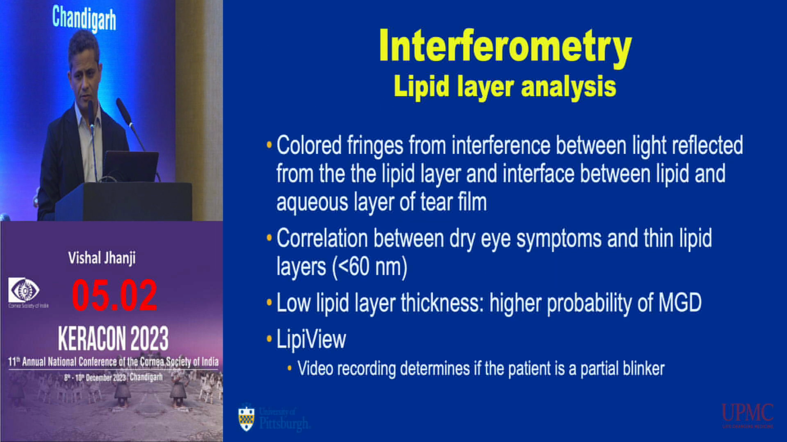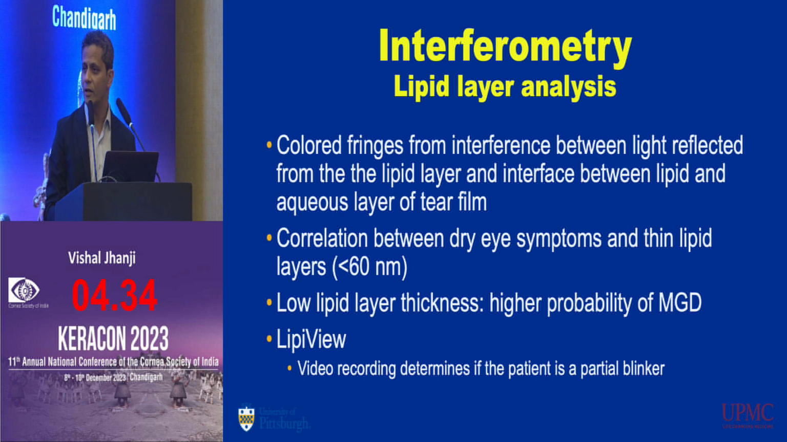One of the things which is relatively new is interferometry, which allows us to analyze the lipid layer. It basically measures colored fringes that arise from the interference between the light reflected from the lipid layer. Various studies have shown that there's a correlation between dry eye symptoms and lipid layers that are thinner than 60 microns. And if the patient has a low lipid layer, there's a higher probability of that patient having MGD.